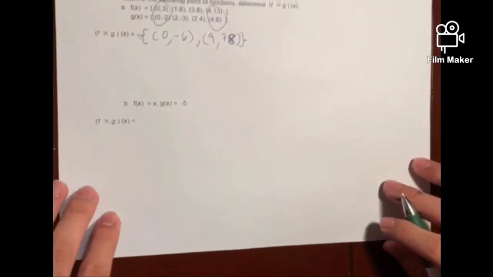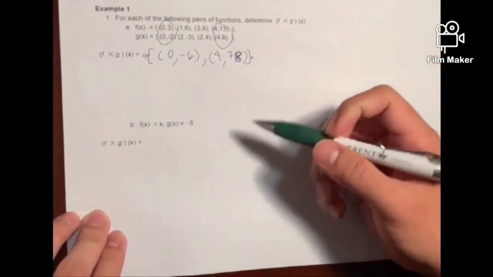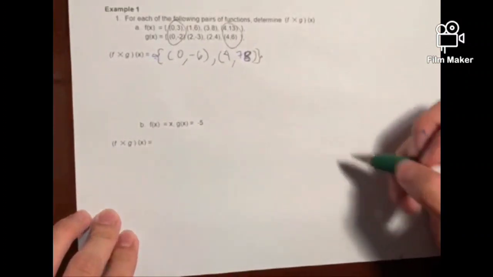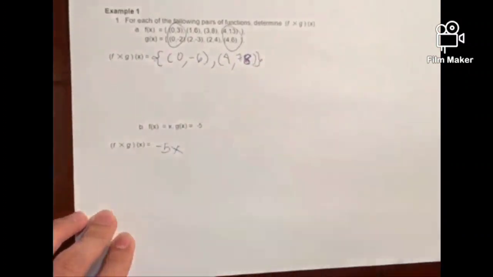78. Now, for this one, you just multiply them together. So, -5 multiplied by x is equal to -5x.